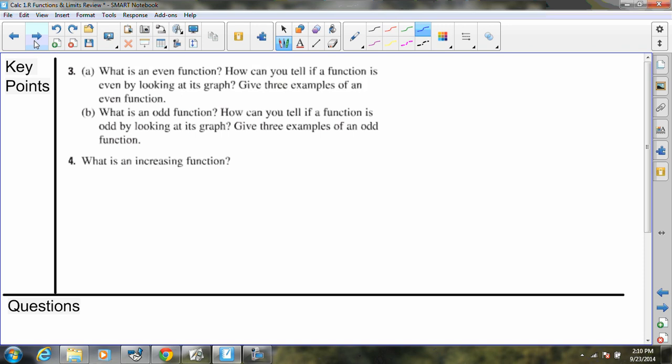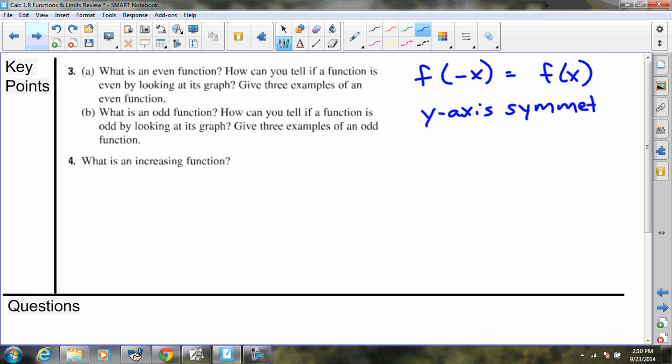Part 3, what is an even function? An even function has this criteria. If you plug in the argument of negative x, you will get back the original function f of x. How can you tell if it's even? Even functions have y-axis symmetry. I would also like to note your answers should be written in complete sentences. I'm not writing in complete sentences just to shorten the video because you can always pause.